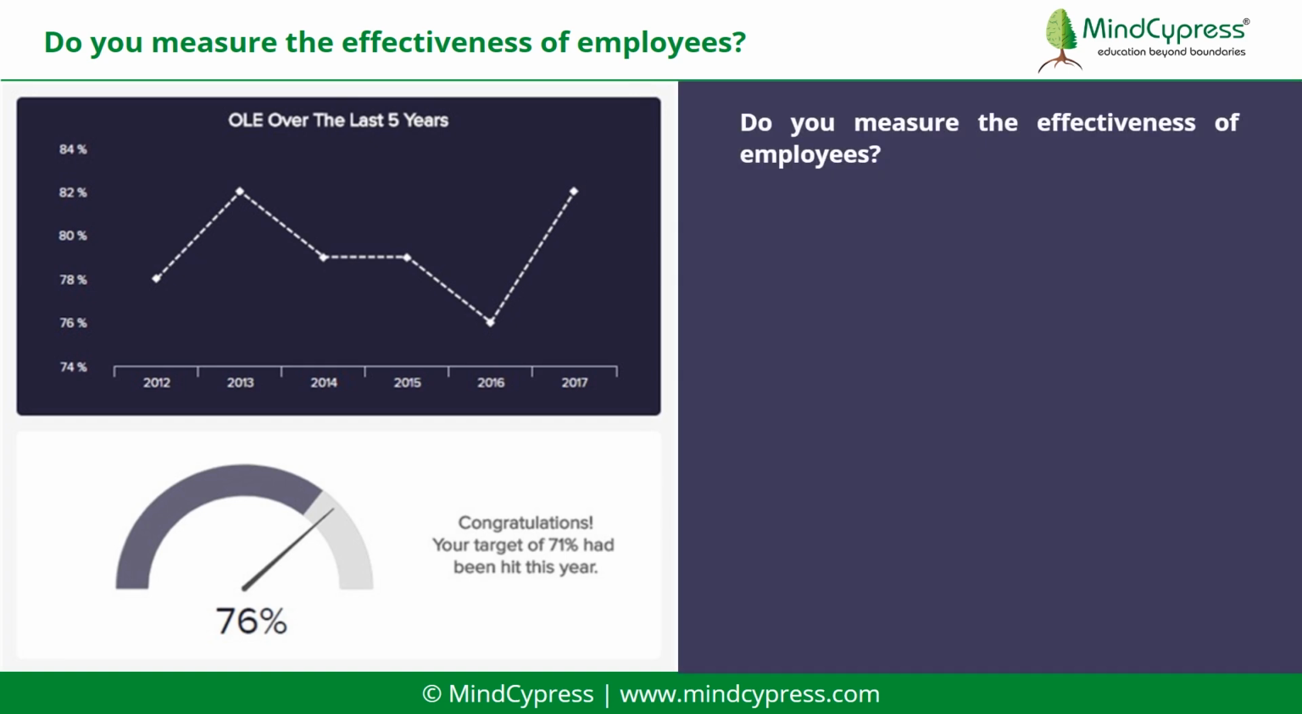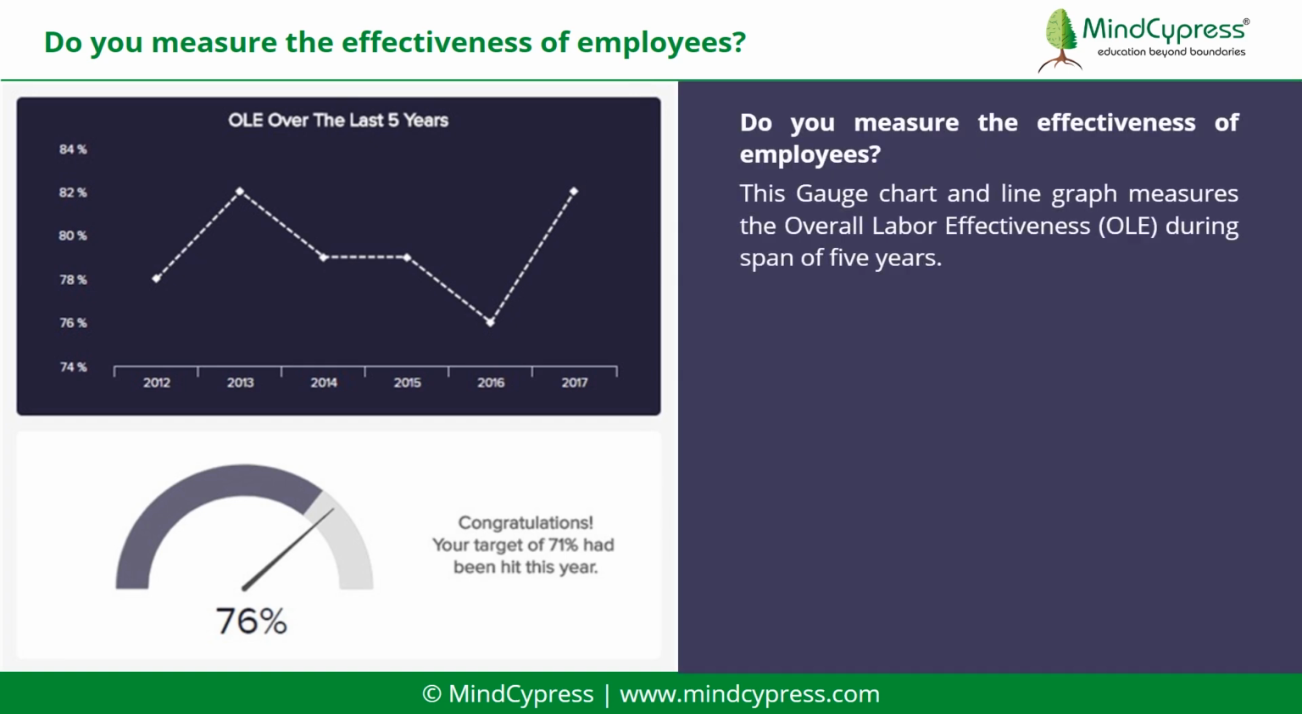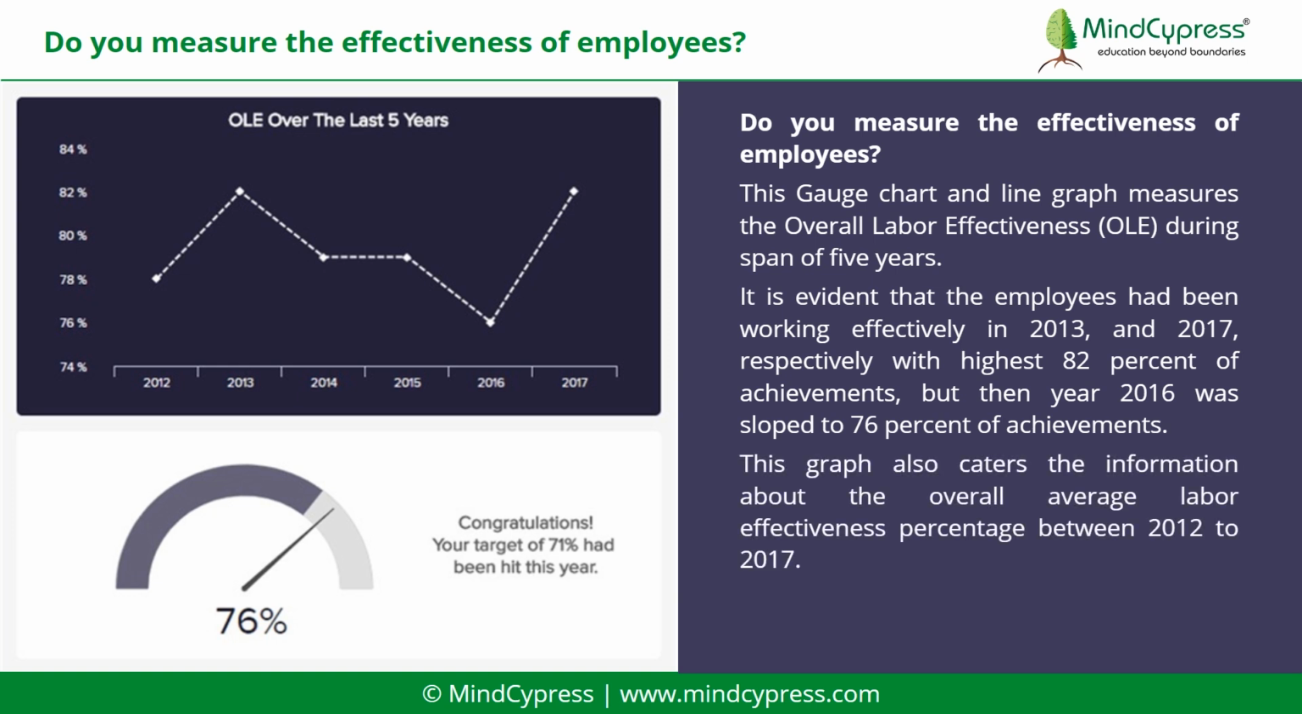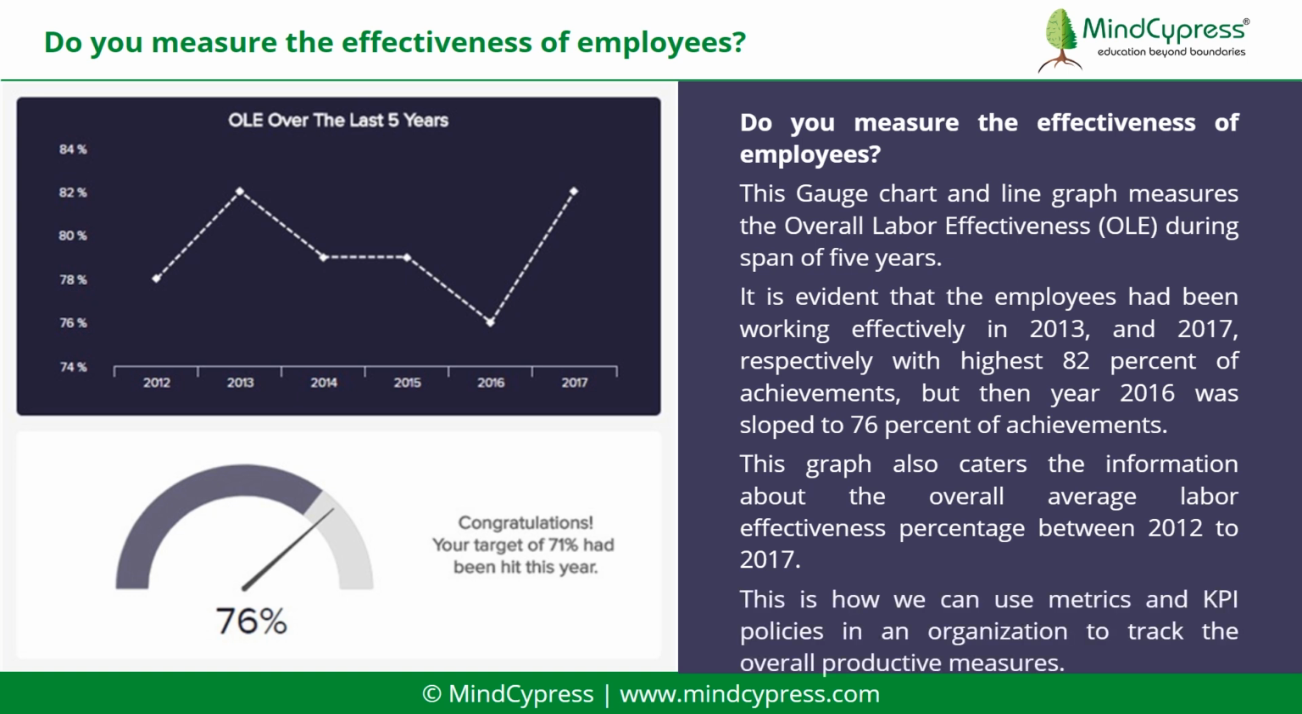Do you measure the effectiveness of employees? This gauge chart and line graph measures the overall labor effectiveness, OLE, over a span of 5 years. It is evident that the employees had been working effectively in 2013 and 2017, respectively, with the highest 82% of achievements, but then the year 2016 sloped to 76% of achievements. This graph also offers information about the overall average labor effectiveness percentage between 2012 and 2017. This is how we can use metrics and KPI policies in an organization to track the overall productive measures.